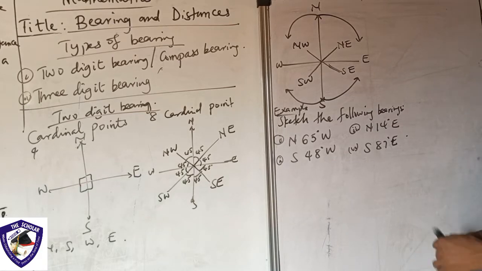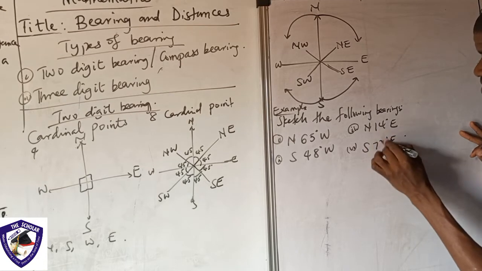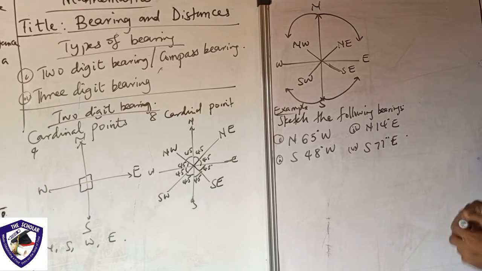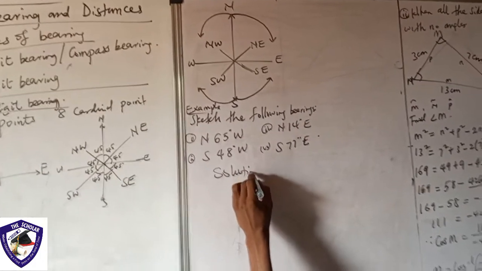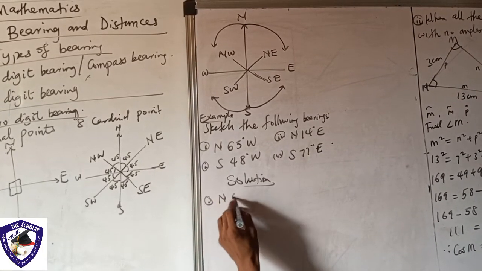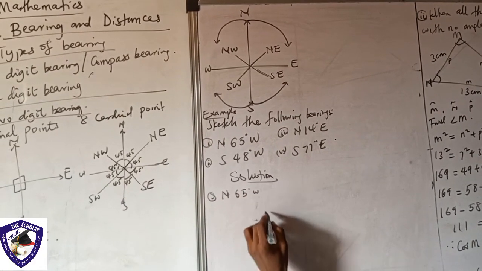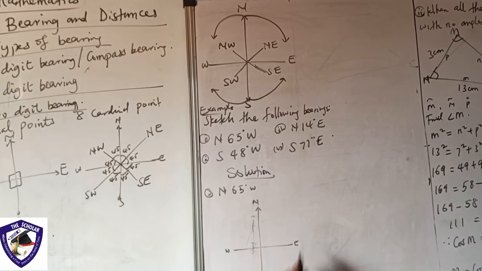So if you are to sketch any of these, it's south 77 degrees east. So the first thing is what? You draw your cardinal point. The first thing is we draw a cardinal point for north 65 degrees west. Draw your cardinal point, then label it north, south, west, and east.